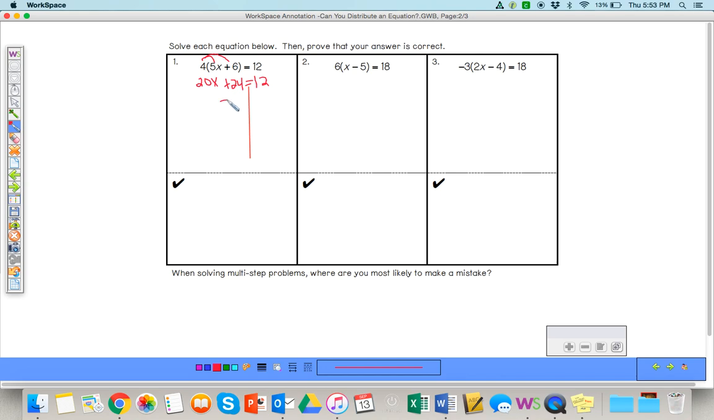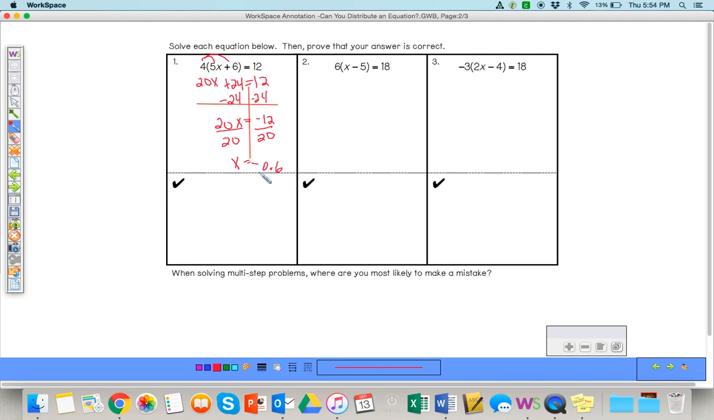So just like we did before, we're going to draw a line through our equal sign. We are going to subtract 24 on both sides. We get 20x equals negative 12. Then we divide by 20 on both sides. And we get x equals negative 0.6. Okay?